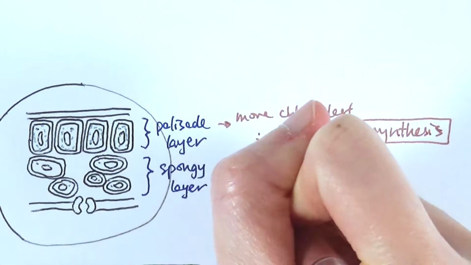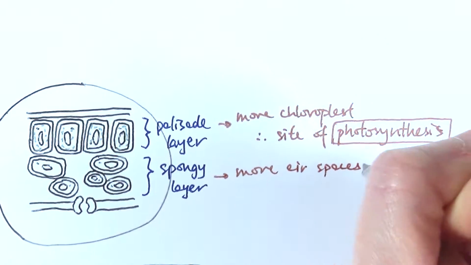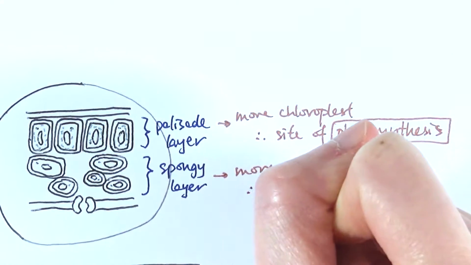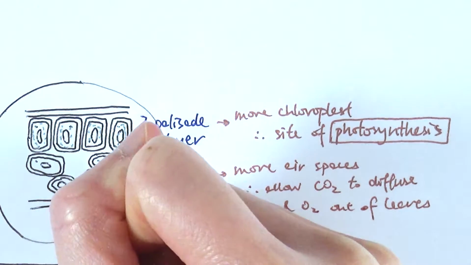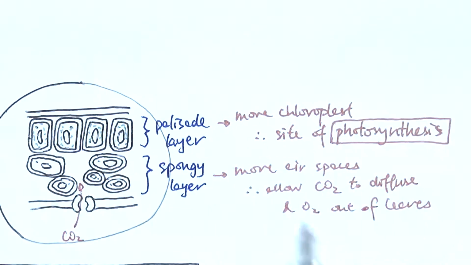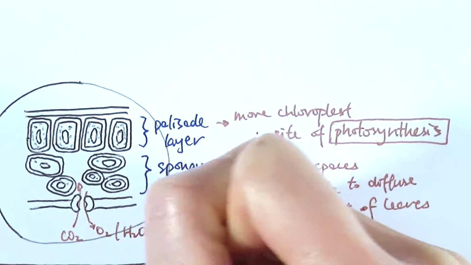For the spongy layer, because they have a lot more air spaces inside, they can allow the gases to move around. So like we said, the carbon dioxide can come in, and then the water and the oxygen can come out of the leaf.